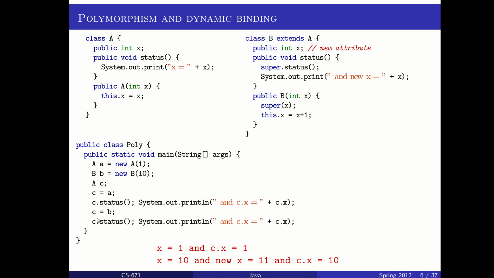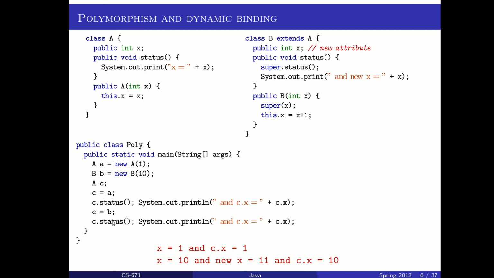Now, when status is called, what it will do is it will call to super.status, which prints out x equals 10, the A version. That makes sense. Then it will say and new x equals 11. The B version. That also makes sense. It gets a little funny here. It says c.x equals 10, calling back to the A version of it.